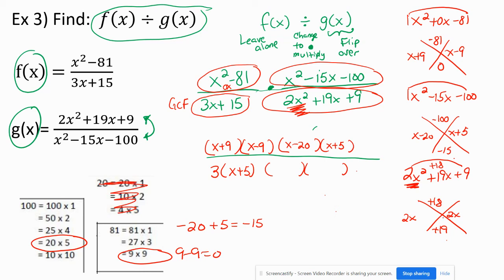So what multiplies to 18 and gets us 19 is got to be 18 and 1. Divide on this side by the 2 that I multiplied in. So this will be x plus 9. And this one will be 2x plus 1.